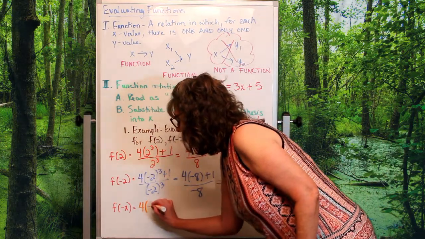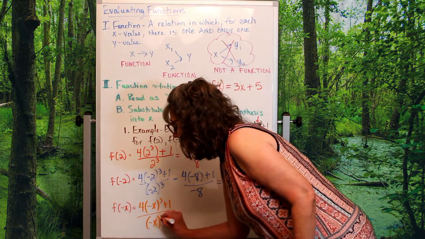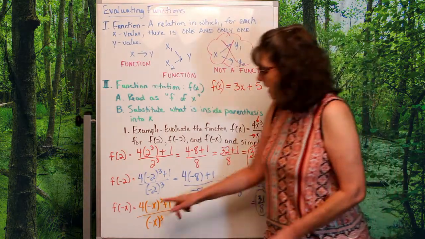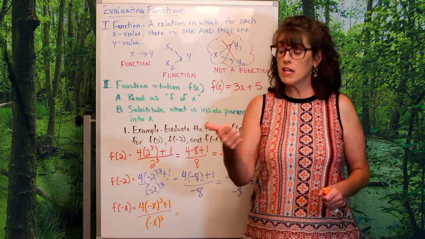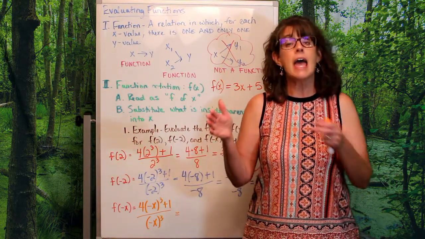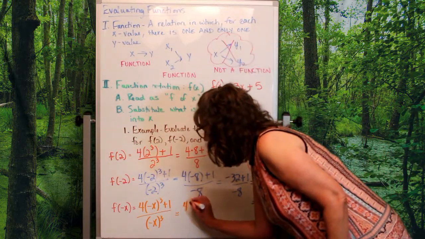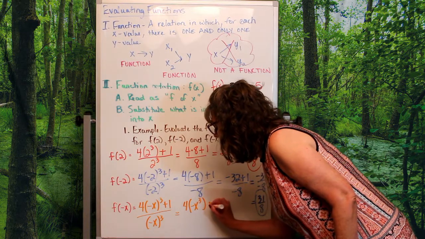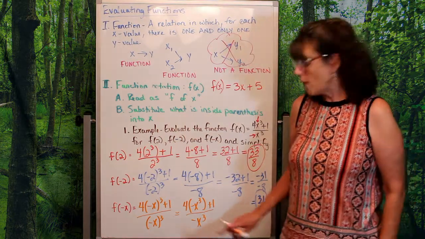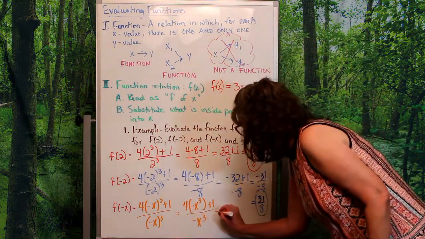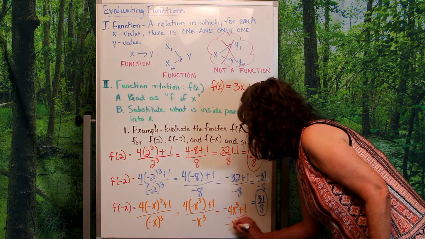So I'll have 4 times negative x to the third power plus 1 over, once again, negative x to the third power. Now you know that negative x to the third power is going to indicate negative x times negative x times negative x. Well, first off, negative times negative times negative is going to be negative, and x to the third power is just a negative x to the third power. So what I have is 4 times that negative x to the third power plus 1 over, here again, negative x to the third power. Now, 4 times the negative x to the third power is going to be a negative 4x to the third plus 1 over a negative x to the third.